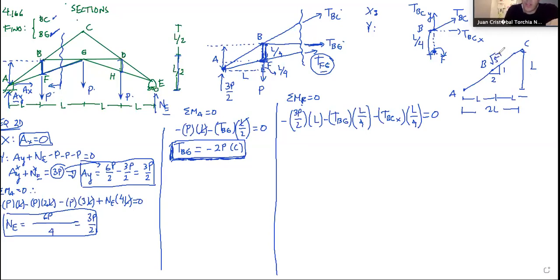Hey, what about the L? Well, you can do the math and you will see that the L just cancels out if you put something here. Therefore, I'm gonna do it again. So minus 3p divided by 2 times L minus TBC. I'm already gonna put the thing that I know. So I'm gonna put minus 2p multiplied by L divided by 4, fine, minus TBCX, and TBCX is TBC that I don't know, multiplied by the horizontal part. So I'm gonna put here 2 over the square root of 5, okay, and times L divided by 4 equals 0.